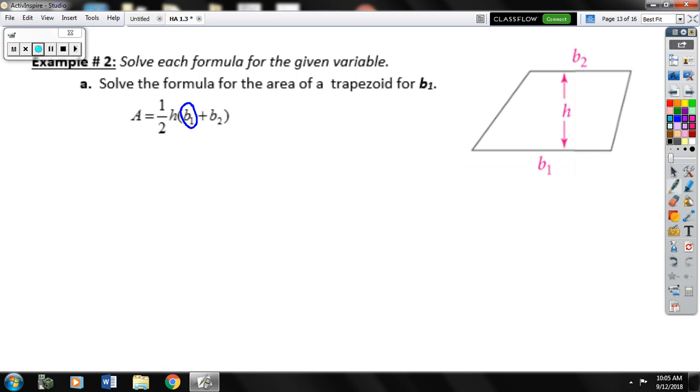What do you think we would need to do first? I have a couple of options. Eden? Multiply by 2. Good, let's get rid of that 1/2 that's hanging out there. Let's multiply by the reciprocal, which is 2 over 1, technically. So we'll get 2a equals h times b1 plus b2.